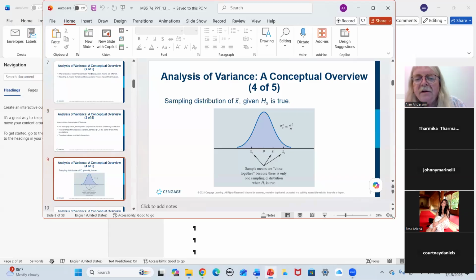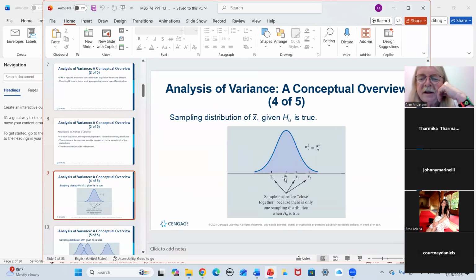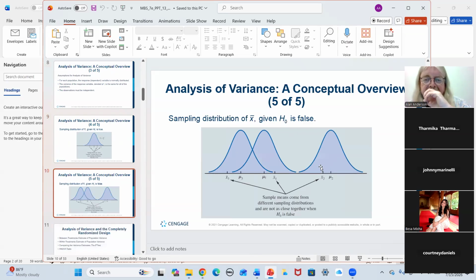So yeah, what they're trying to illustrate here is that we have the mean in the center right there. These are the three sample means. And you can see, they're all reasonably close to the center. They should be good estimates of the population mean.